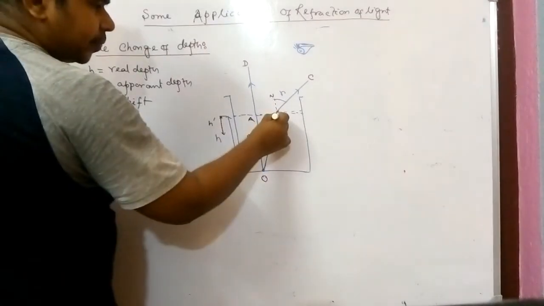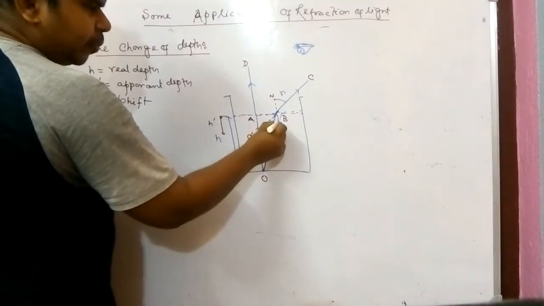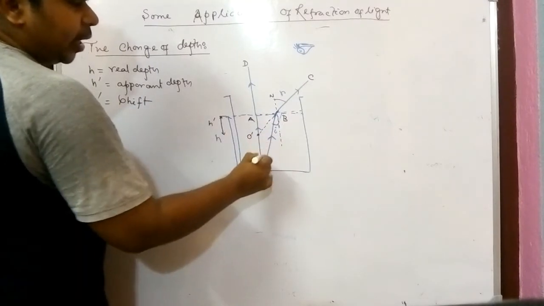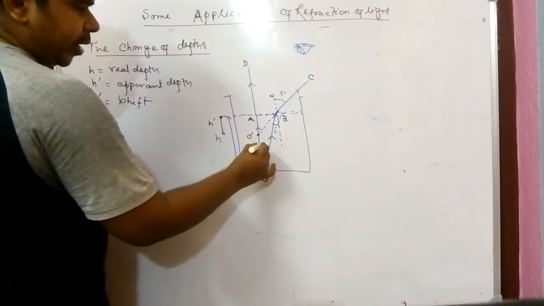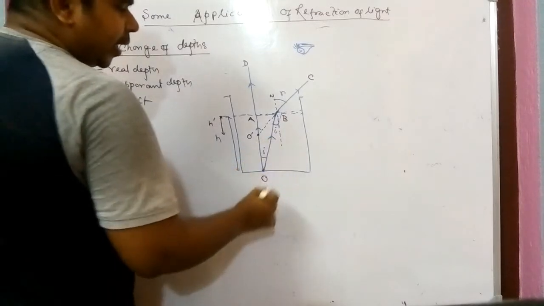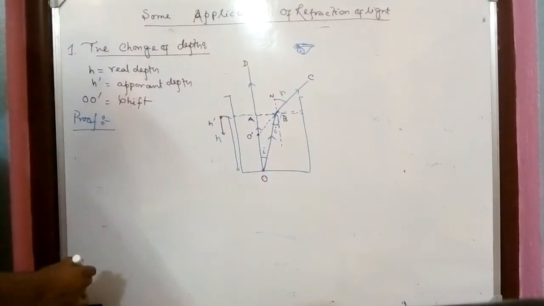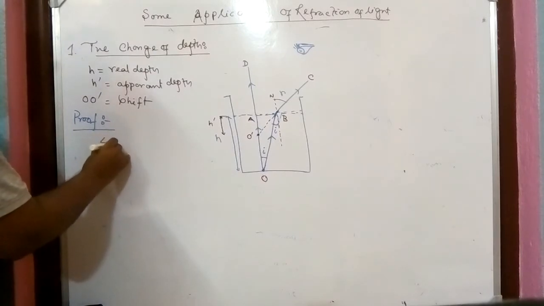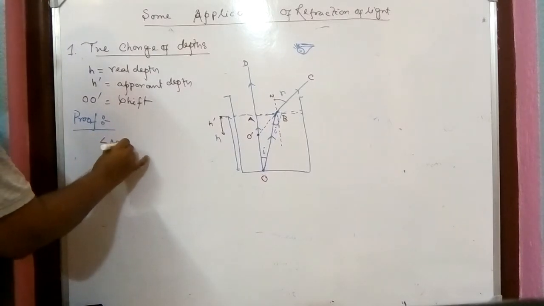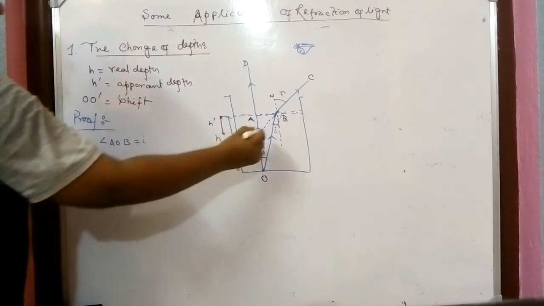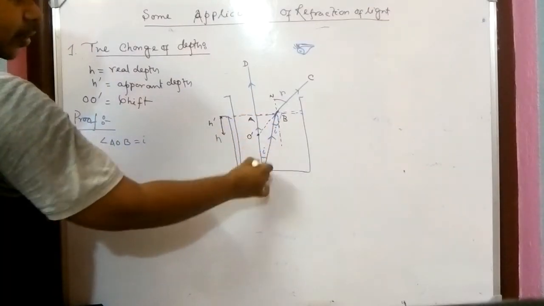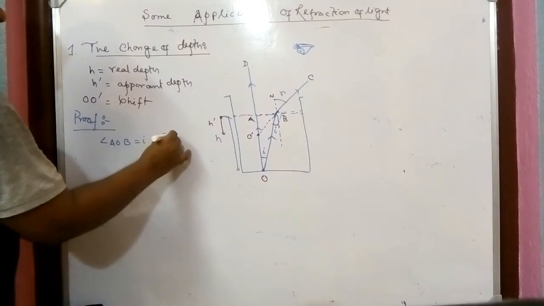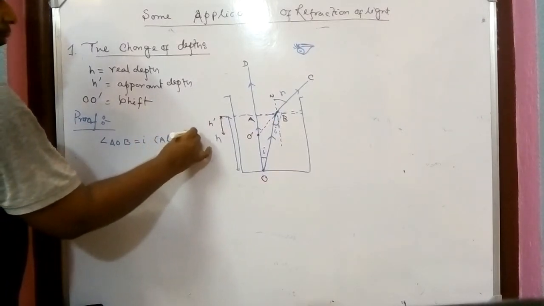Now you see, if this angle is I, this angle will also be I, because it is an alternate angle. So we have to mention that angle AOB equals I, because this is I, this is I, and these two lines are parallel. We can mention it as alternate angle.